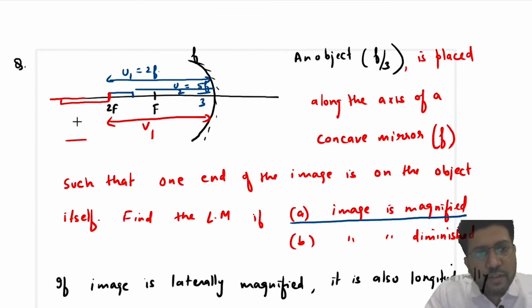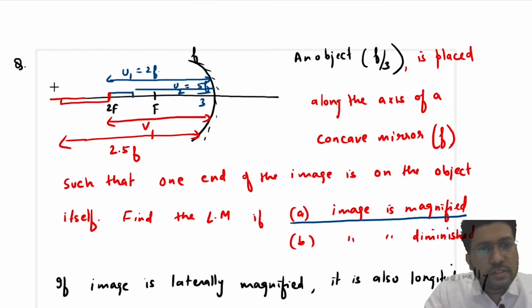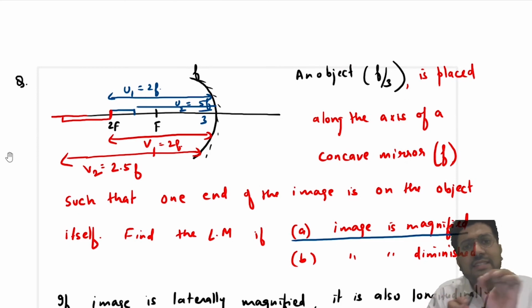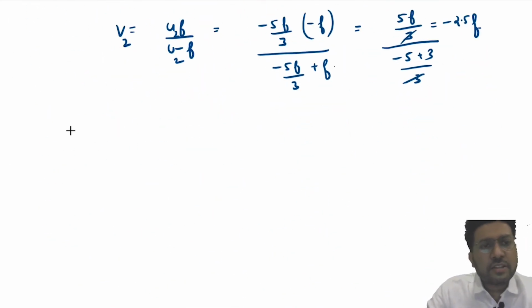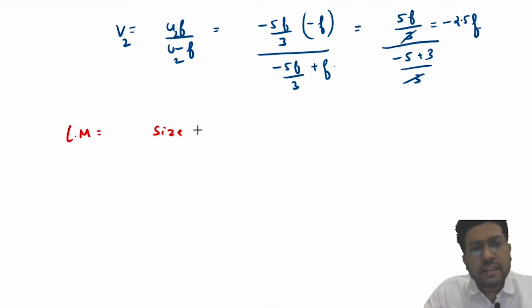So the value of v2 is 2.5f. 2.5f is obviously greater than 2f. Okay, so this is v2, and v1 is 2f. So from here, you know that the longitudinal magnification is the size of image by size of object.